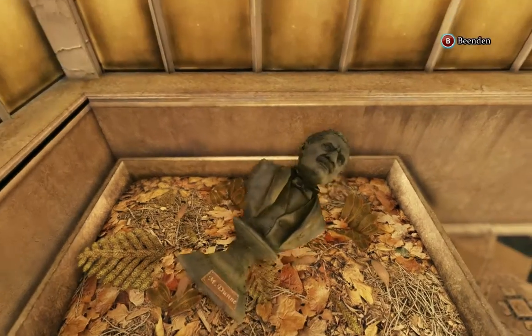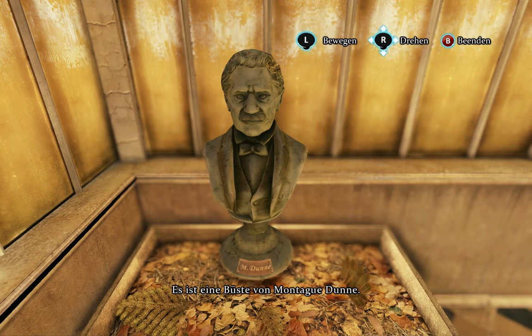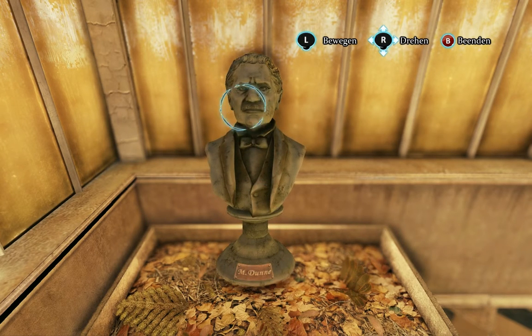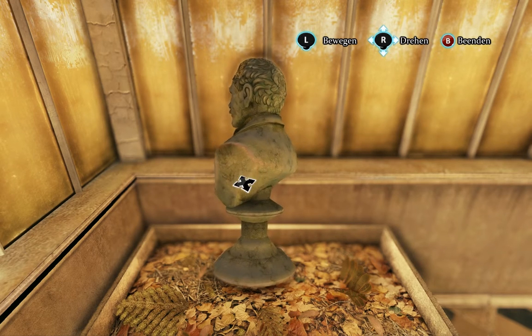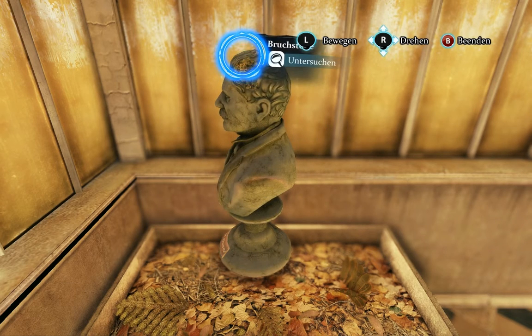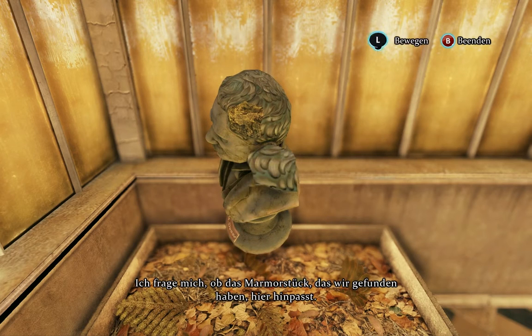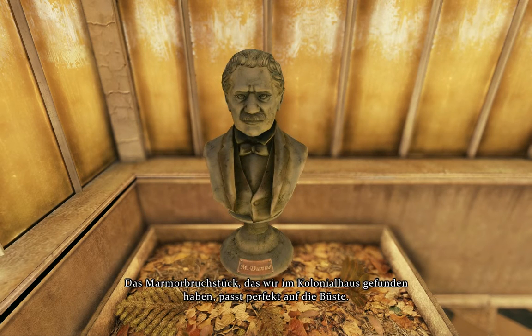Oh, a bust. It is a bust of Montague Dunn. There should be a piece missing somewhere. Perhaps from the hair. I am curious if the marble that we found will fit this place. Yes. Here it is. The marble fragment that we found in the Colonial Collection Room is what they have in common.